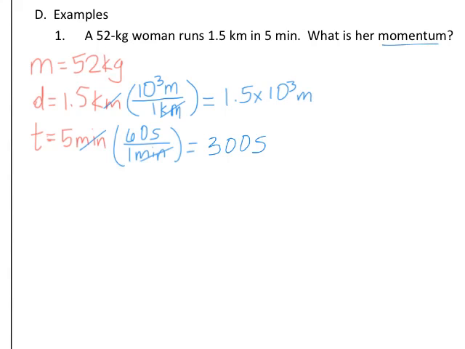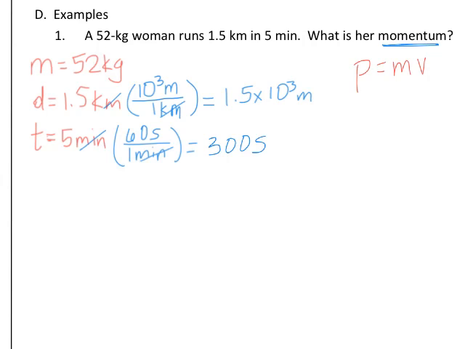Now, in order to get momentum, we know that momentum is going to be mass times velocity, and there wasn't a direction indicated, so I'm going to leave off the vector notation for right now, and we'll just look at the scalar, or the magnitude of the momentum. Now, we have a mass, but we need a velocity.